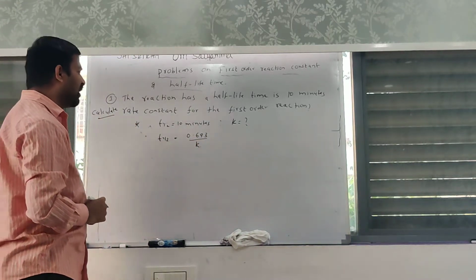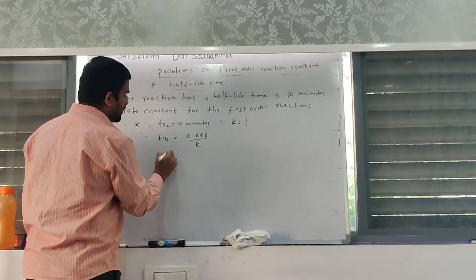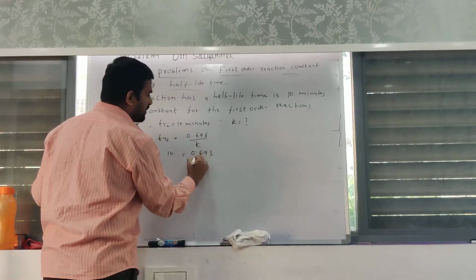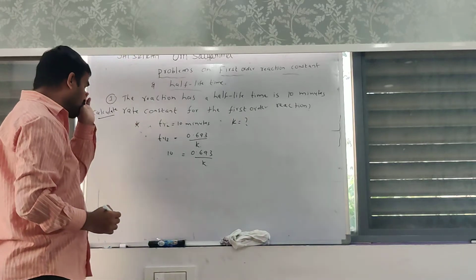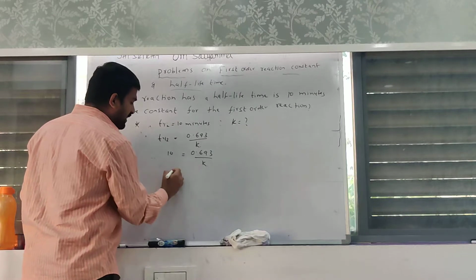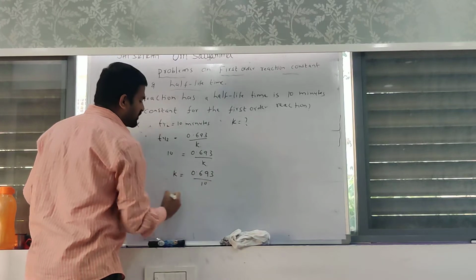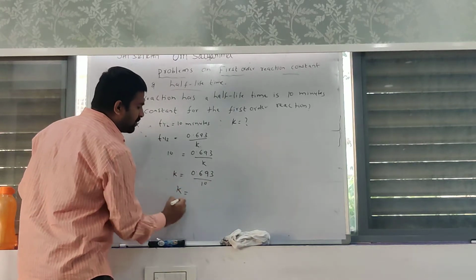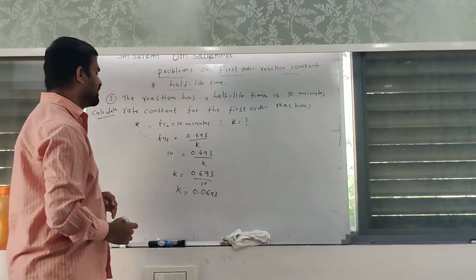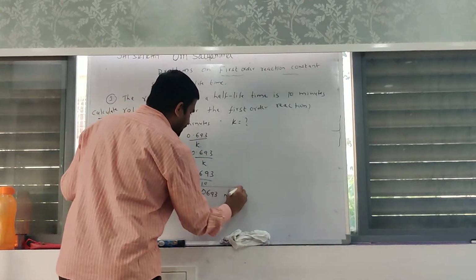0.693 by K. Already you know that T half is given. That's why you can substitute the T half value in this expression, 0.693 by K, and calculate the first order rate constant. K is equal to 0.693 by 10, so K is equal to 0.0693 minute inverse.